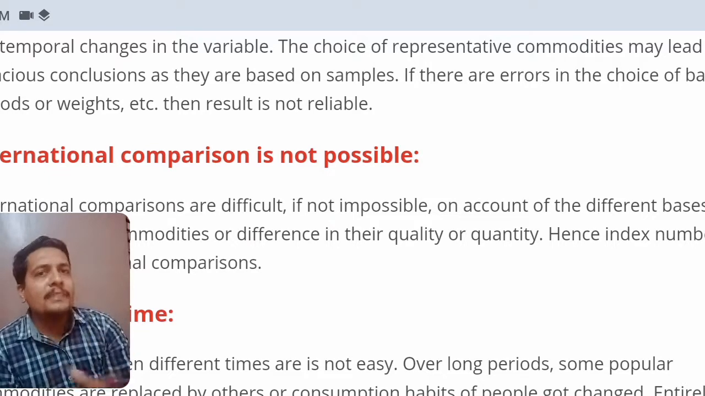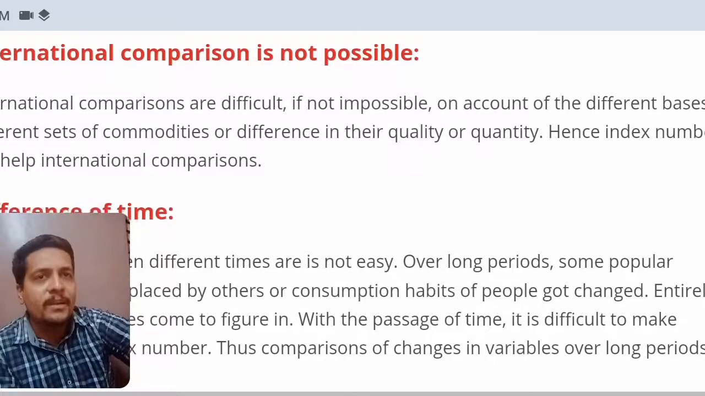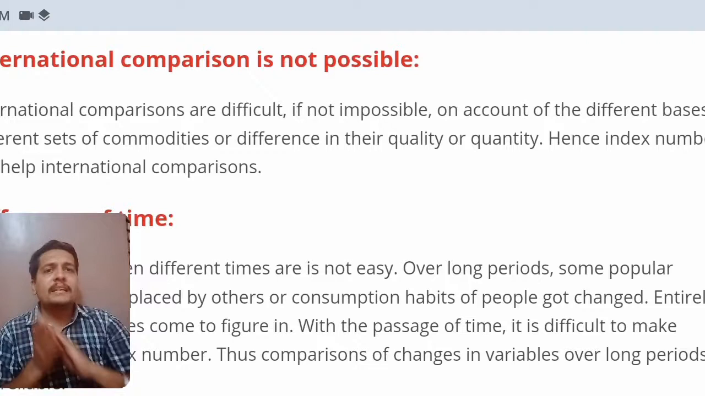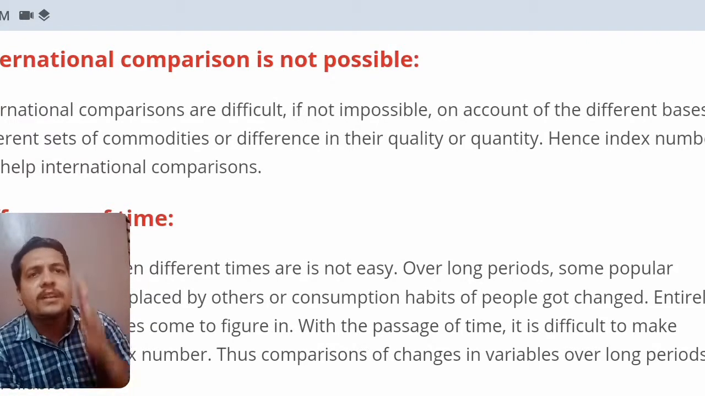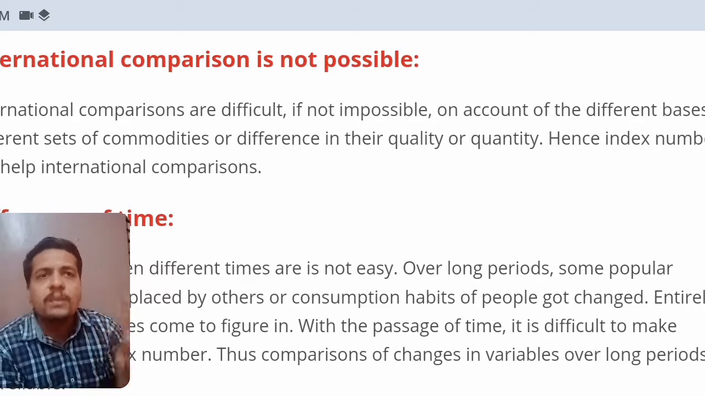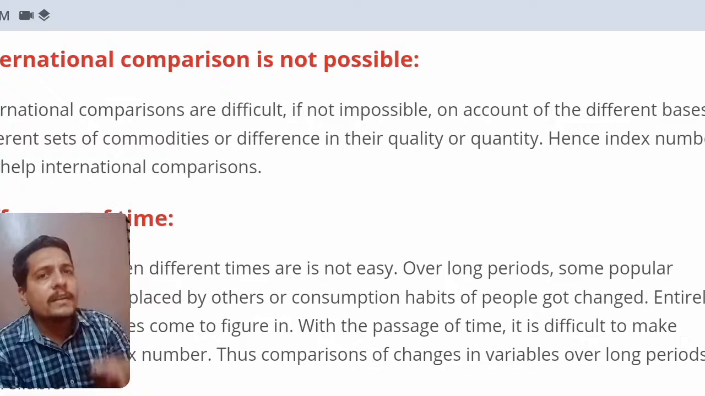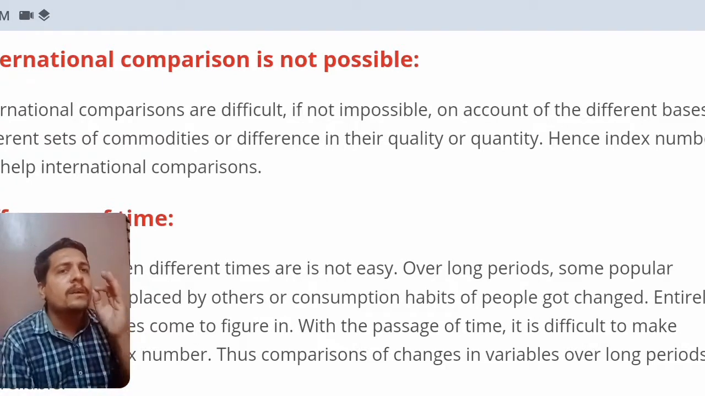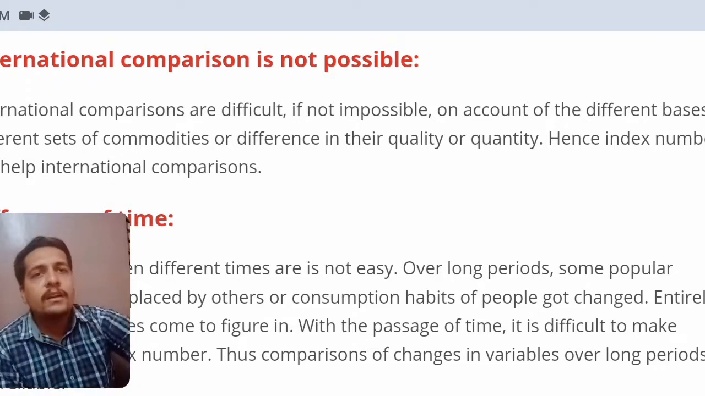After that, the second limitation is that international comparison is not possible. We just do inter-regional comparison, but it is very difficult. International comparisons are difficult if not impossible on account of different bases, different sets of commodities or differences in their quantity or quality. Hence index numbers do not help international comparison.